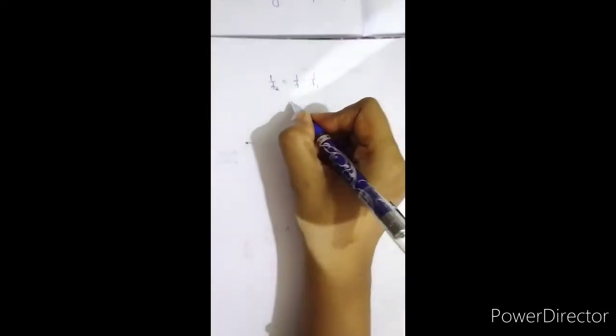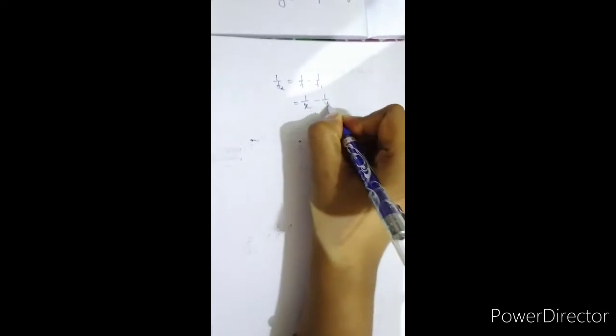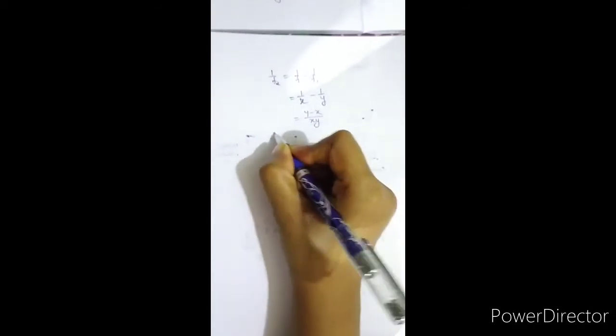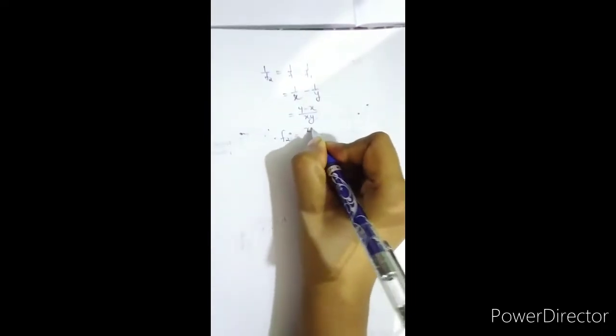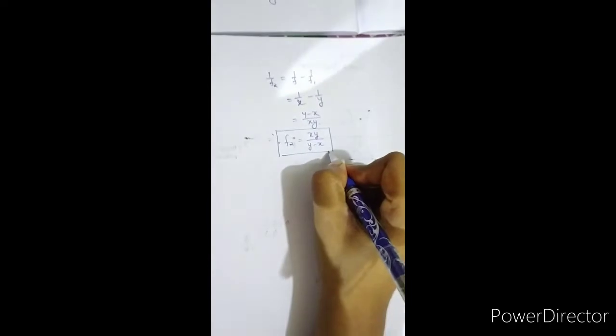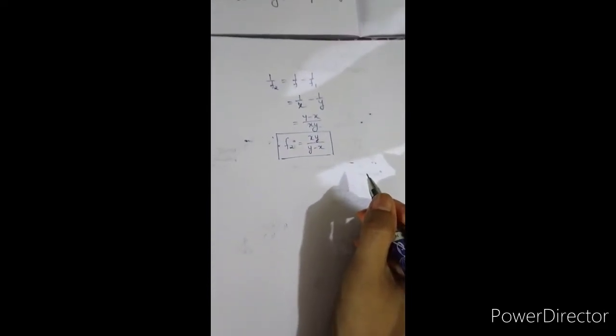So what we will do now? 1 by f2 will be equal to 1 by f minus 1 by f1. Now substitute the values. It will be 1 by x, which I have considered, minus 1 by y. So I will take the LCM of x and y. So it will be y minus x. Therefore, f2 will be equal to xy divided by y minus x. So this is the focal length of what? The water lens.